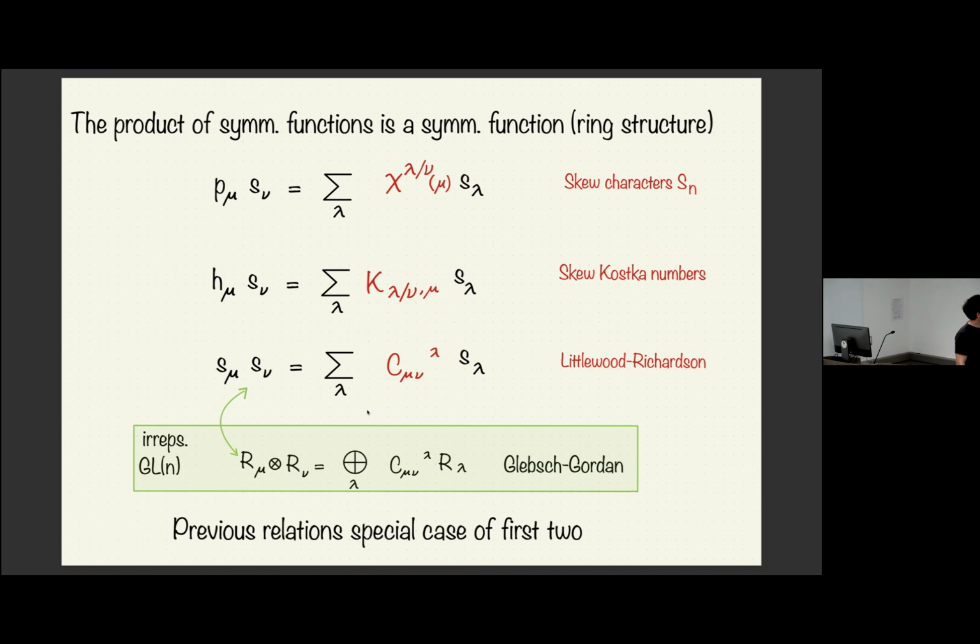Okay, so the curious relations that we were relating the P basis to the S basis and the H basis to the S basis are special cases of this example where you take mu to be the trivial partition, because in that case the polynomial is just one. Okay, so we need to look at these more general relations.